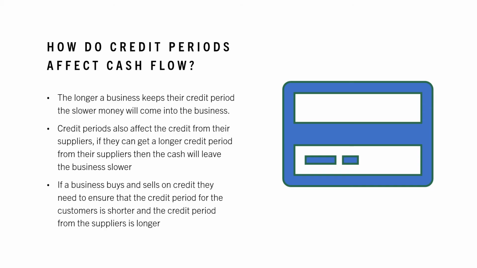Now, if a business buys and sells on credit, they need to make sure that the money that is coming into the business is quicker than the money that's leaving the business. So if they have a credit period for their customers, they need to make that shorter than the credit period that they get from the suppliers. That way, money comes into the business quicker than money goes out of the business.